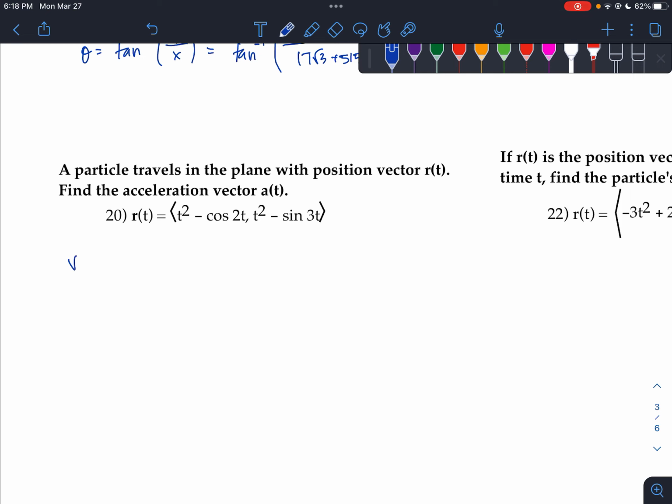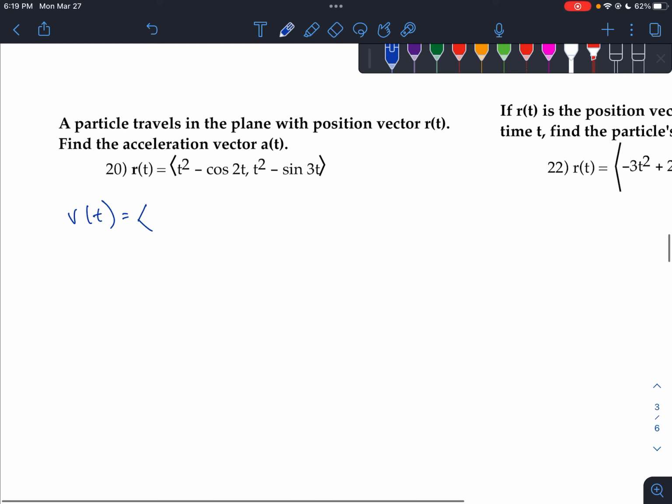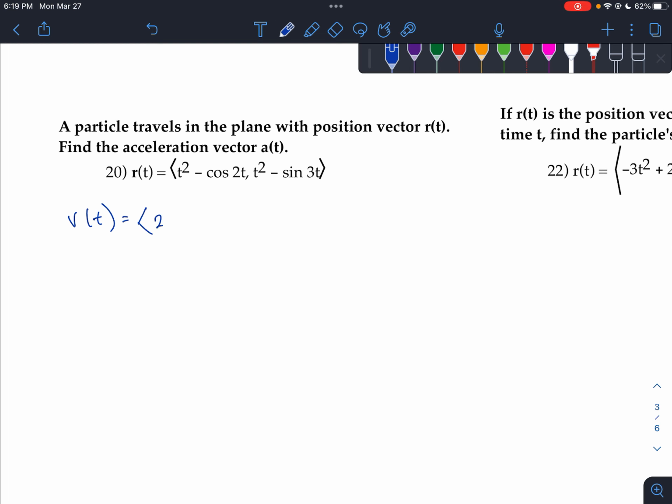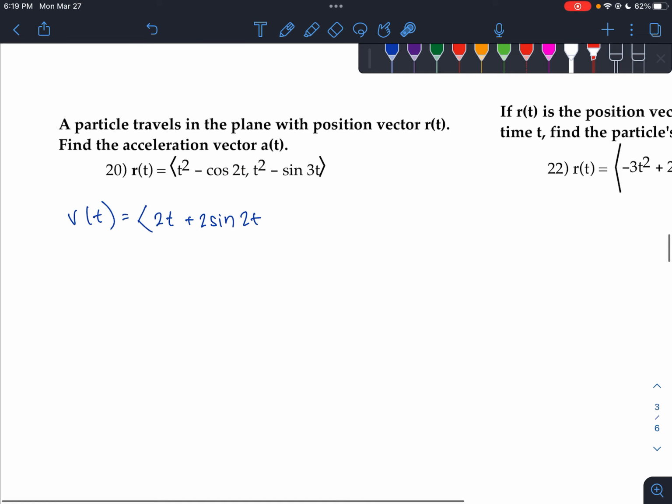The velocity vector is just going to be the first derivative of your position vector for x and y. So this should be 2t plus 2 sine of 2t, I believe, because the derivative of negative cosine is positive sine times the derivative of the inside. And then for your y prime, dy/dt, that's going to be 2t minus 3 cosine of 3t.